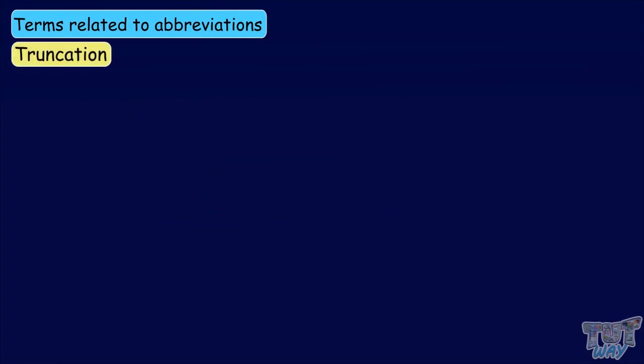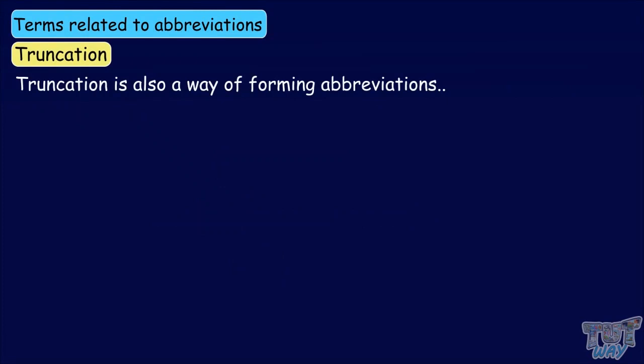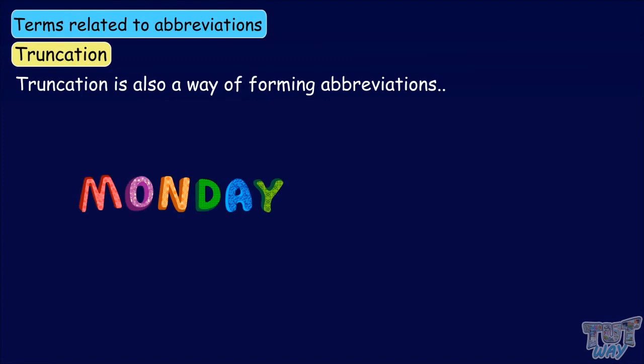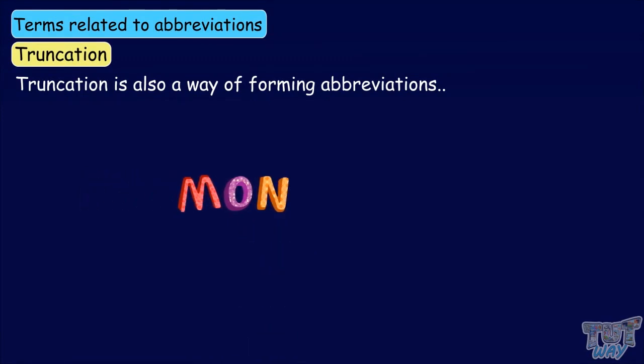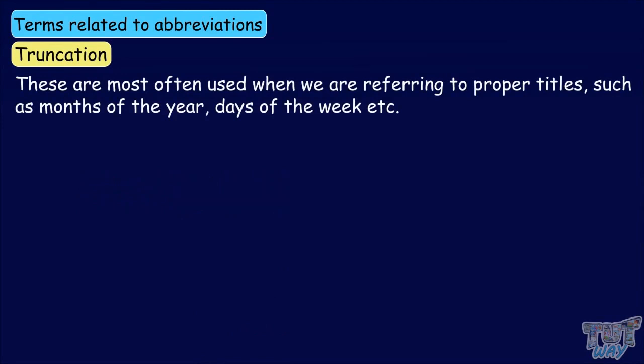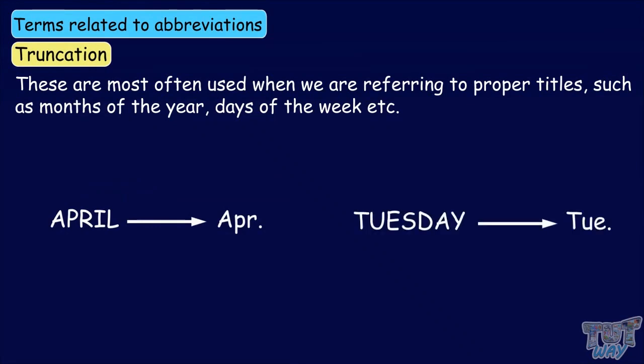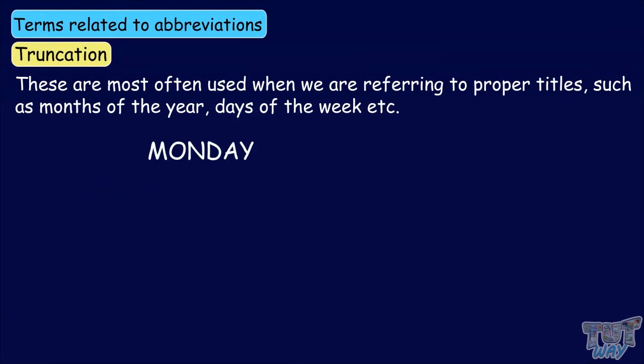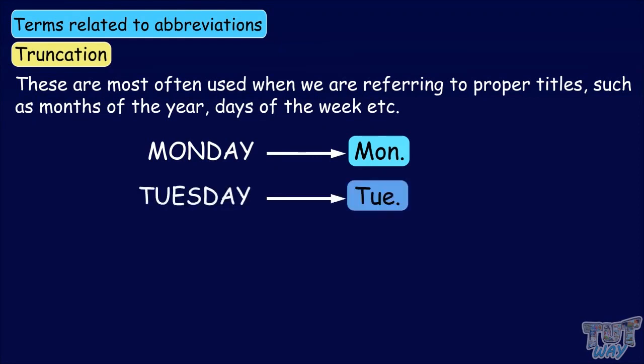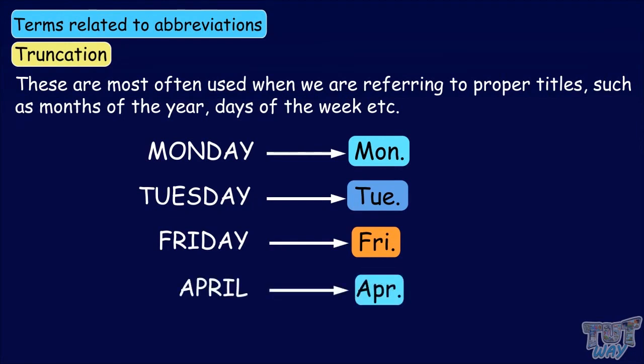Next term we have is truncation. Truncation is also a way of forming abbreviations. In this method of forming abbreviations, we only take the first part of the word. This is most often used when we are referring to proper titles, such as months of the year, days of the week, etc. Like Monday is written as MON, that is the first part of the word. Tuesday is written as TUE. Friday is written as FRI. April is written as APR. January is written as JAN. So this type of forming abbreviations is called truncation.